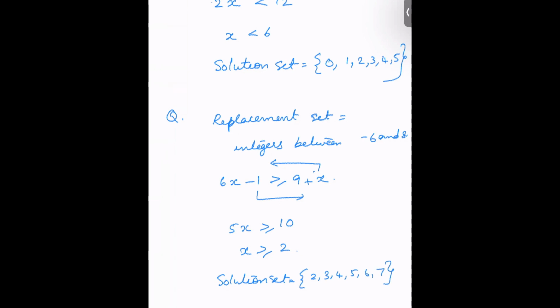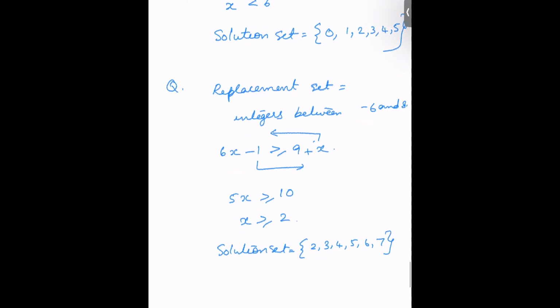When they say between -6 and 8, both those numbers are not included. So -6 and 8 are not included. So you have numbers up to 7. Between means the starting number and ending number are not included. Otherwise, they should say including those numbers. Here they have not mentioned it, so exclude 8.